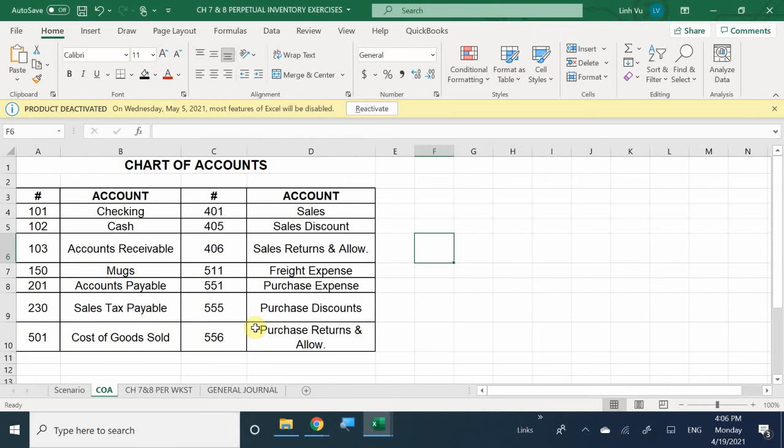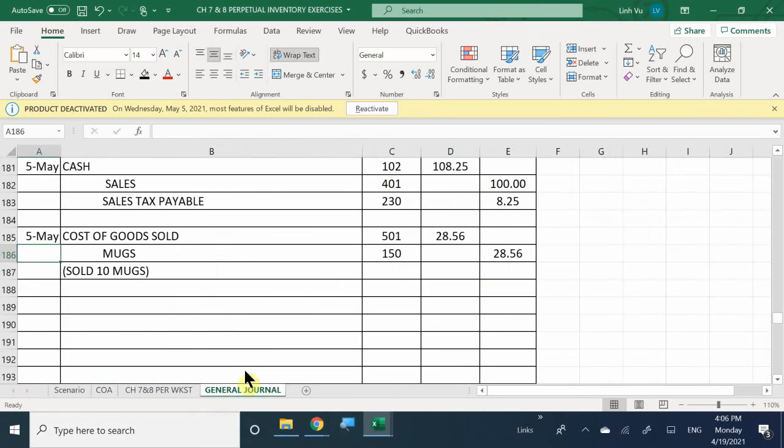Mugs. Not yet. But yes, that's going to be one of the items. Yes, that will be one of the items. Sales. Good. And what else? Sales tax. Good. So let's go ahead and journalize this.